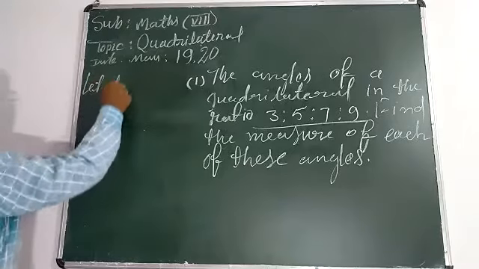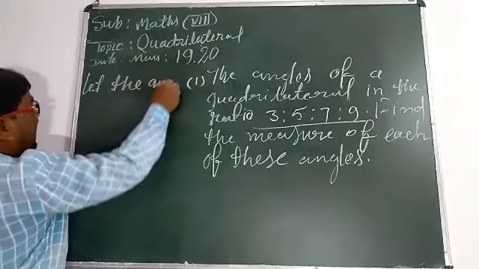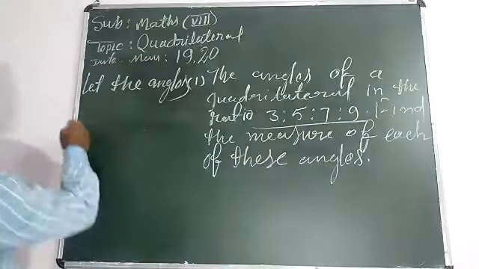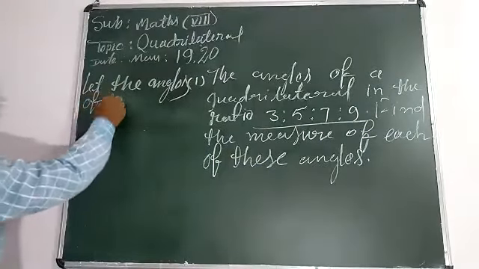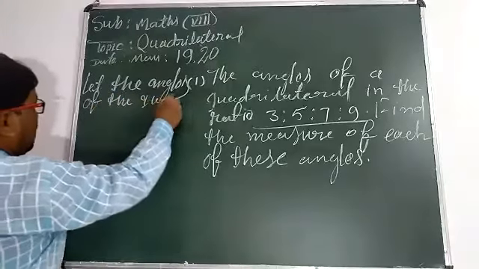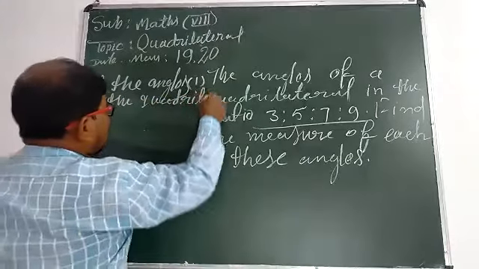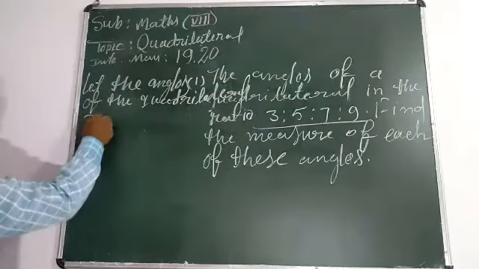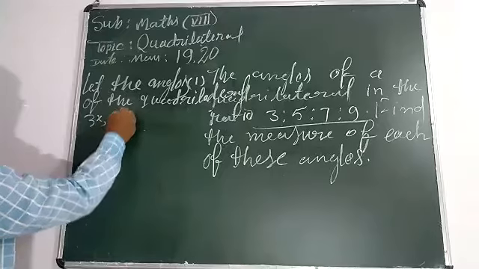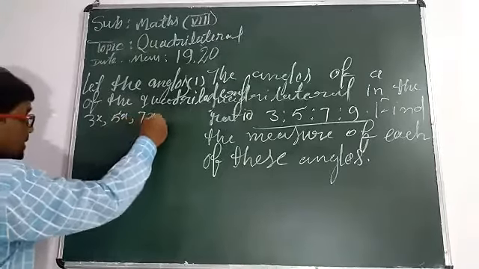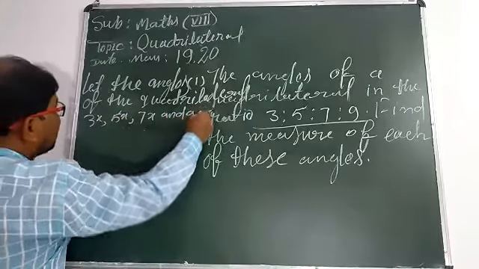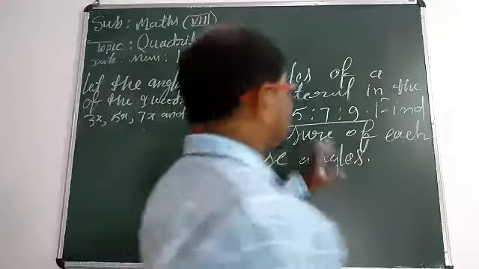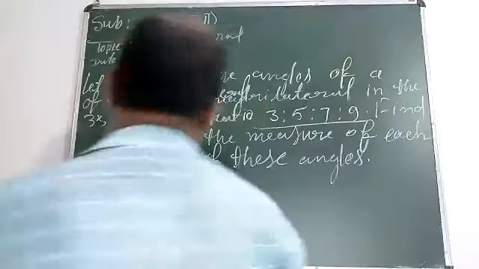Let the angles of the quadrilateral be 3x, 5x, 7x, and 9x. Have you written the sum? Let the angles of the quadrilateral be 3x, 5x, 7x, and 9x.